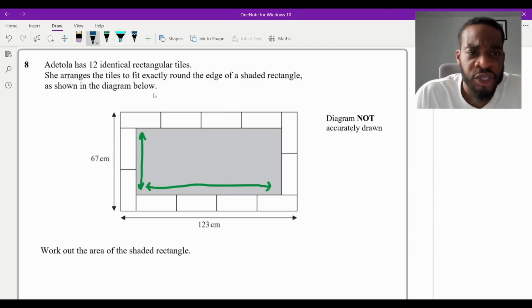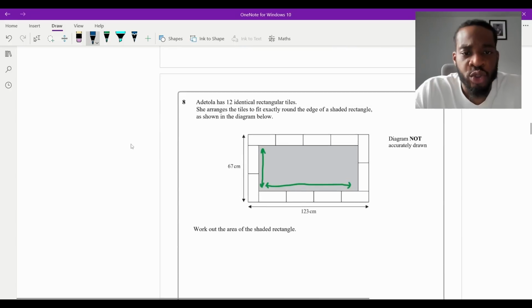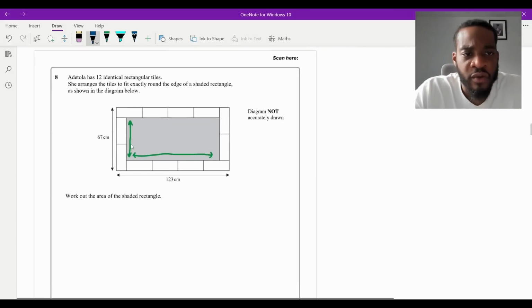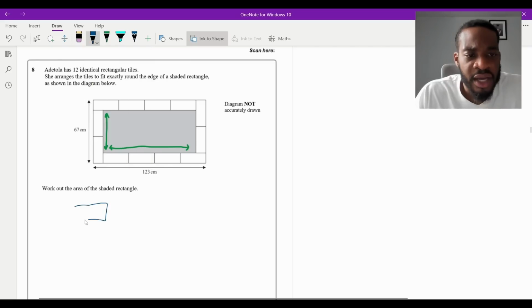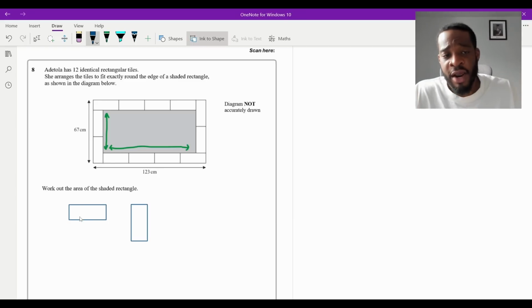So what I'm going to do is draw out those 12 identical rectangles, not all 12 of them, I'm just going to draw 2 of them. I'm going to do a rectangle like this, and then I'm going to do another one like this. It's the same rectangle, I'm just rotating one, like that. So I don't know the dimensions of this rectangle. I'm trying to find it.